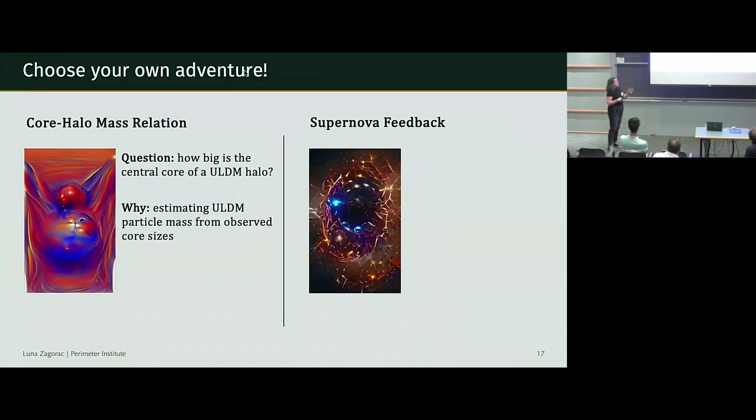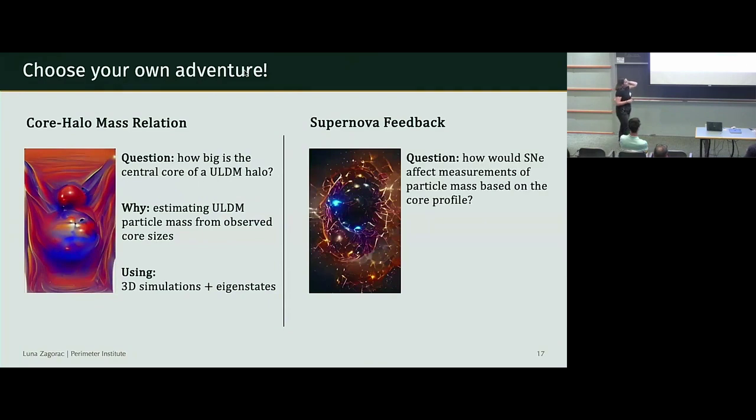And it'll be important for something like estimating the ULDM particle mass from observed core sizes, or inferring that these cores are from something like ULDM rather than from the many other things they could be. And so here we really use 3D simulations plus eigenstates. On the other hand, we have supernova feedback in ULDM halos' version of the world.